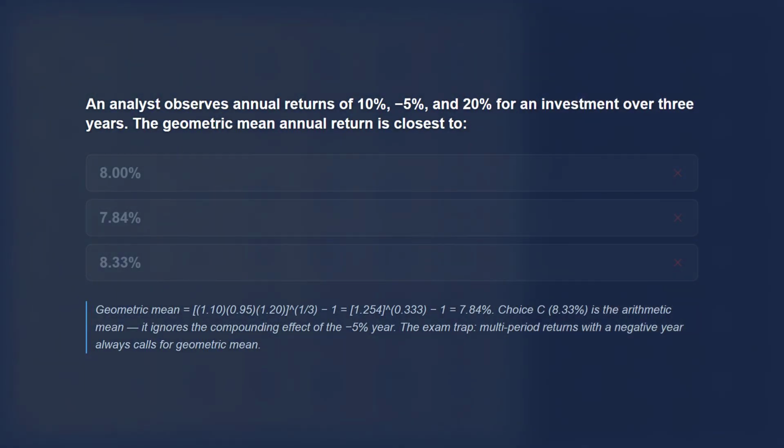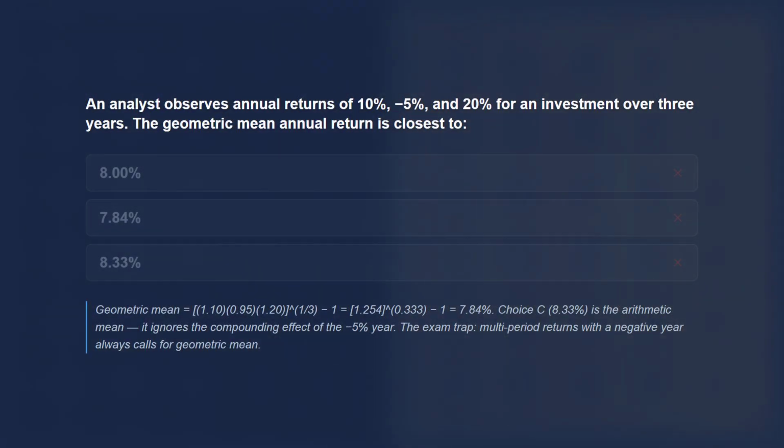The exam always includes a negative return year to maximize the gap between the two means. Negative return year in the STEM equals geometric mean question. Every time.